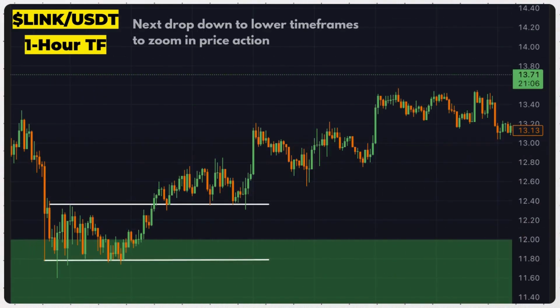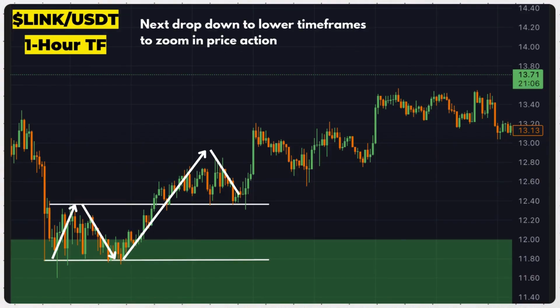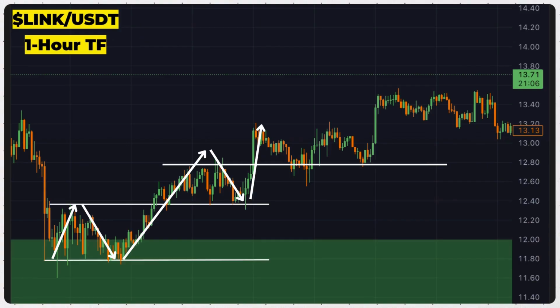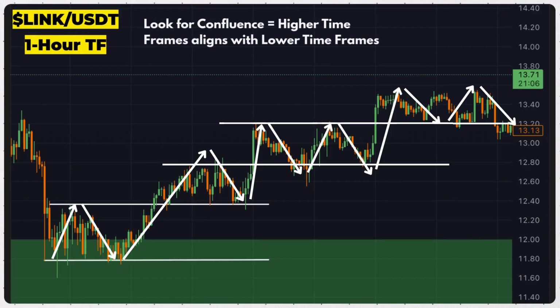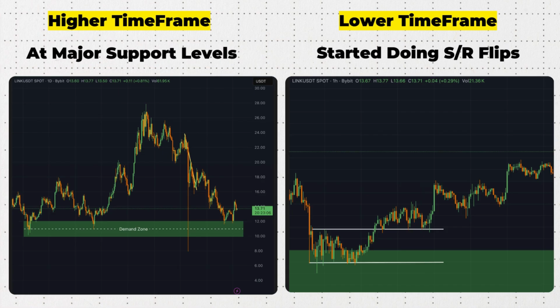Now when we drop down to the 1 hour time frame, notice how LINK begins building smaller support levels within that same daily demand zone. You can see multiple bounces and support resistance flips. This is exactly what confluence looks like. The higher time frame defines the major support, and the lower time frame shows shorter term structure forming at the same area. When both time frames agree, that's often a high quality setup.